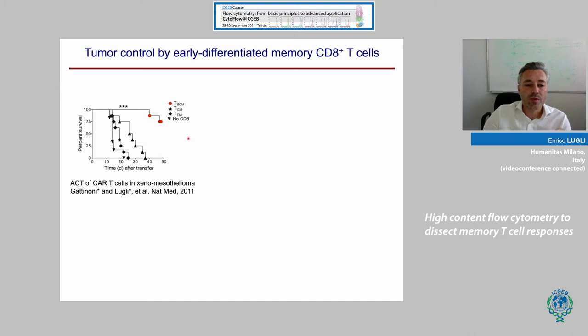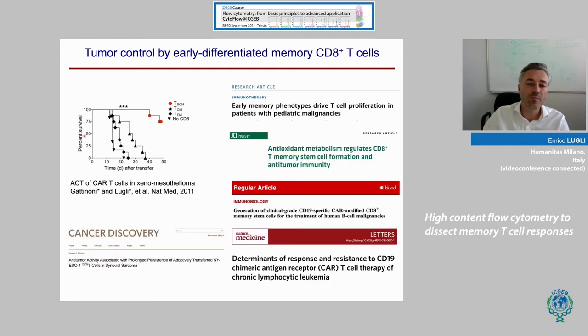So as I mentioned, this was our contribution to the field. This is the original study we published with Luca Gattinoni when I was working at the NIH. In that case, we compared different subsets of memory cells. This was the identification of the memory stem cell population. In this case, this was an experiment done together with Carl June, where we modified the memory stem cells with a chimeric antigen receptor. And once injected into a preclinical model, these memory stem cells were much more potent than central memory or effector memory cells in controlling the tumor. And here it's just seen by the survival of the mice in the long term.